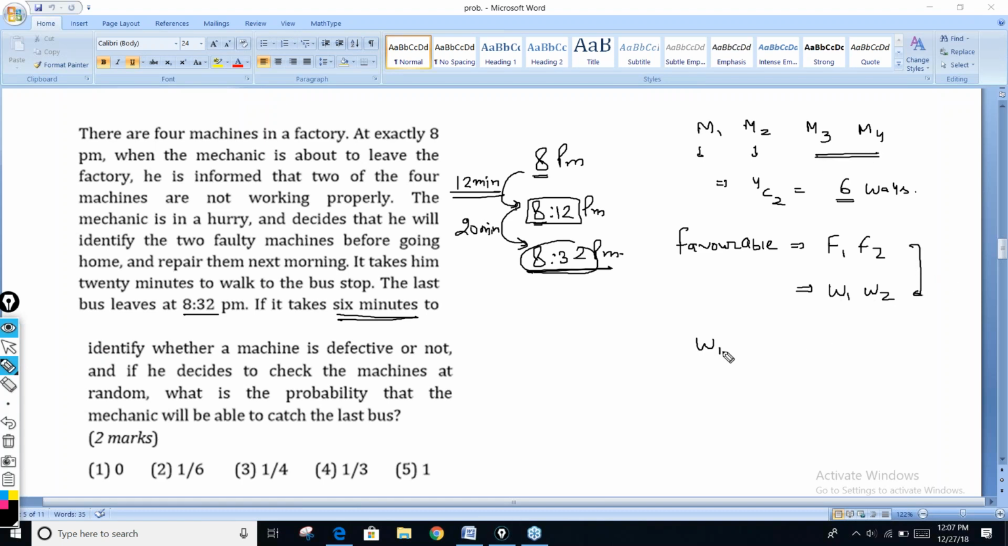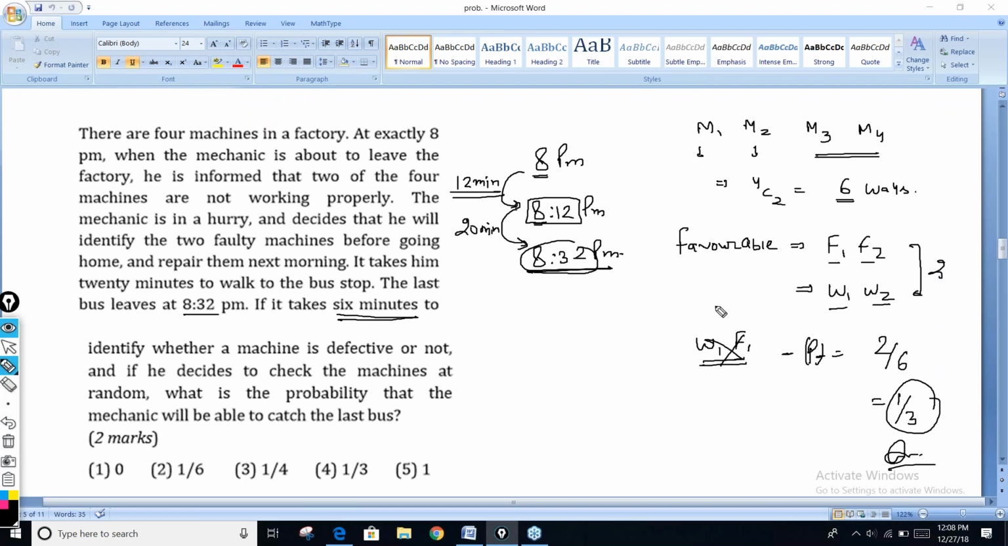If he selects one working and one faulty, then he cannot say which of the others is faulty. So he cannot identify the two faulty machines in this case, but he can identify them in the first case as well as in the second case. So favorable cases are 2 and total cases are 6. So what is the probability that he will be able to identify those two faulty machines? 1 by 3. That is the answer.